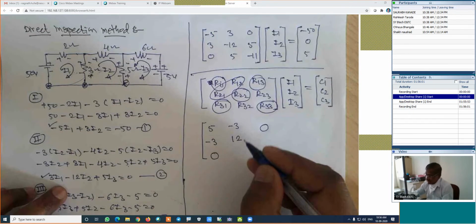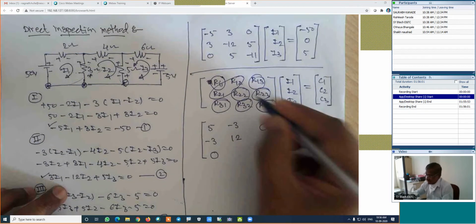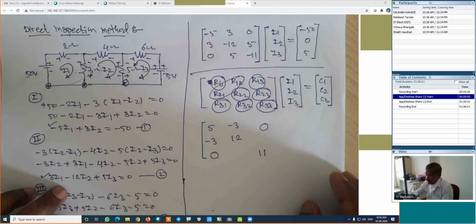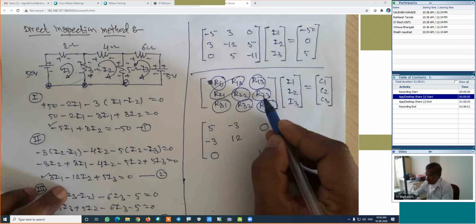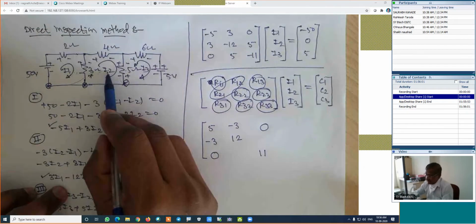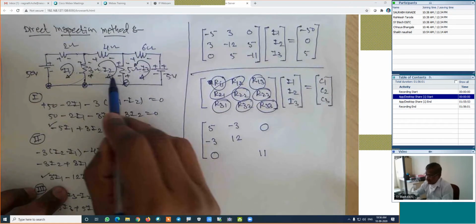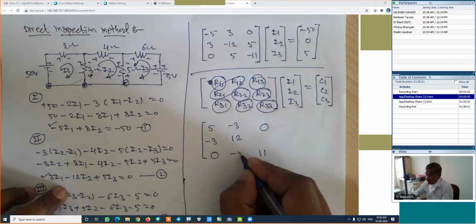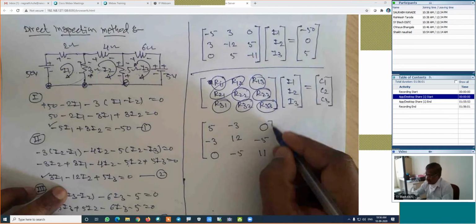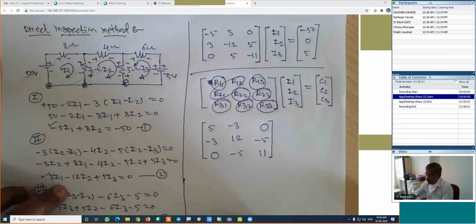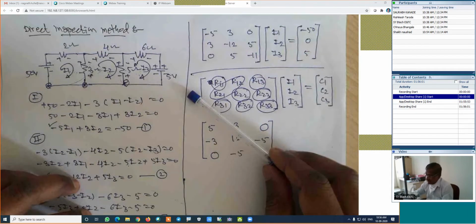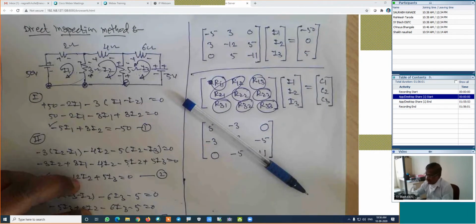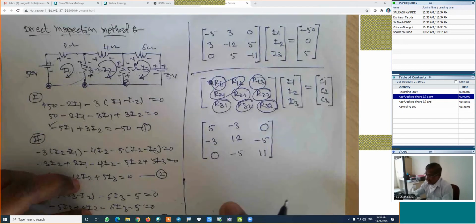Now we will find out the resistance which is common for the second and third loop. Is it right? Second and third loop, or third and second loop. This is the second loop, this is the third loop. The resistance which is common for these two loops is 5, but its value will be -5, and this is -5. Is it right? -5 and -5. Only the diagonal elements are positive. Only these elements are positive in this method. Remaining all elements are negative.